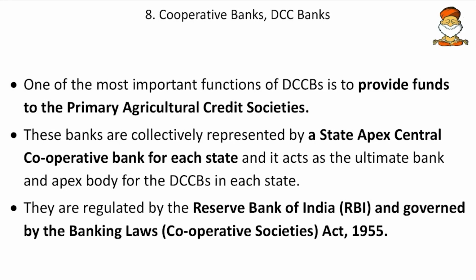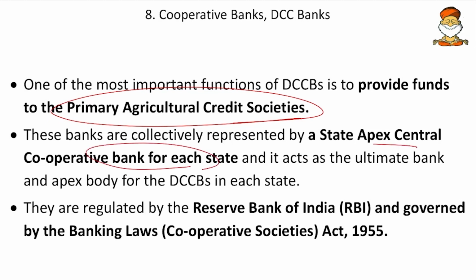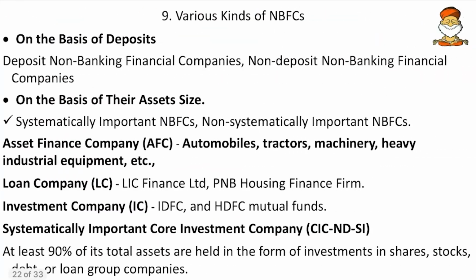Then one of the most important functions of DCC banks is to provide funds to the primary agricultural credit societies. So for agri societies, they are giving loans. These banks are collectively represented by the state apex central cooperative bank for each state, and this apex bank of the state acts as the ultimate bank and the apex body for the DCCBs in each state. And then they are regulated by the RBI and the Banking Laws Cooperative Societies Act 1955.